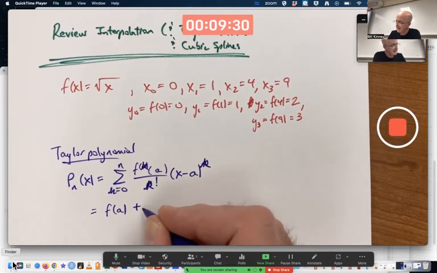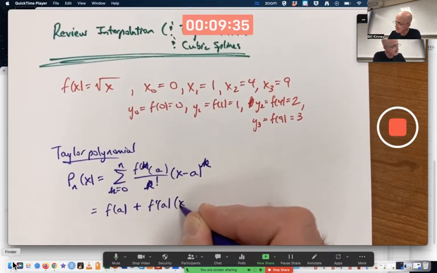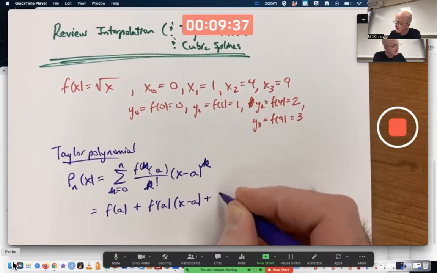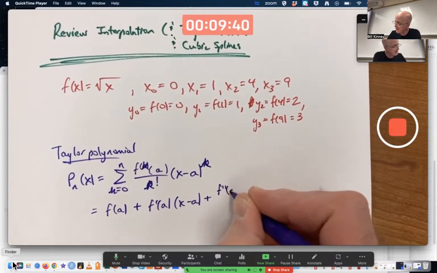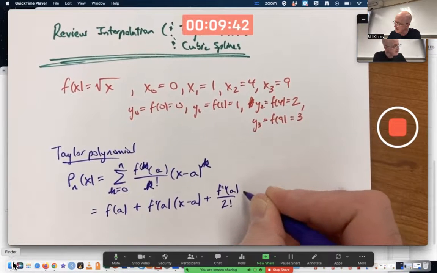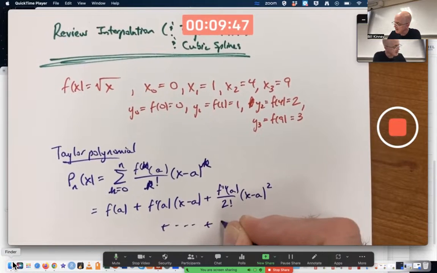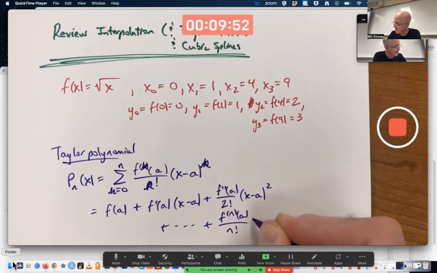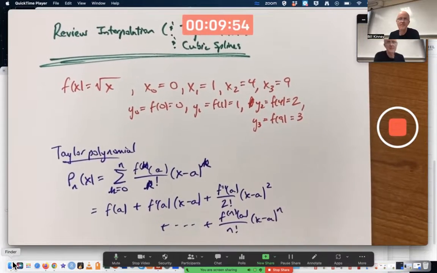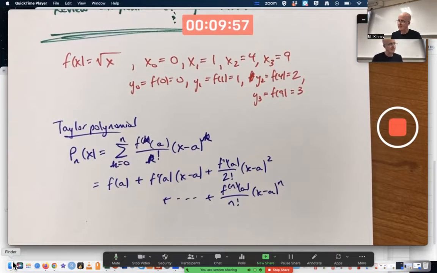Then when k is 1, you get f prime of a divided by 1 factorial, which is just f prime of a times x minus a to the first power. Then when k is 2, you get f double prime of a divided by 2 factorial, x minus a quantity squared, etc., up to the nth derivative at a divided by n factorial times x minus a to the n power. We're going to use technology a lot today to save some time, but these are things you should be able to do by hand for examples like this.